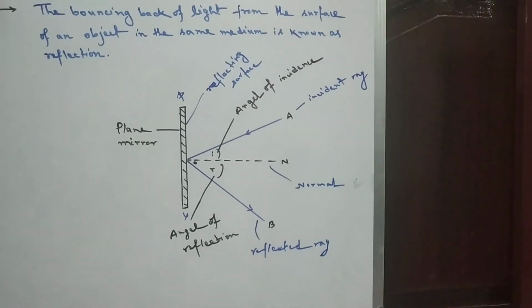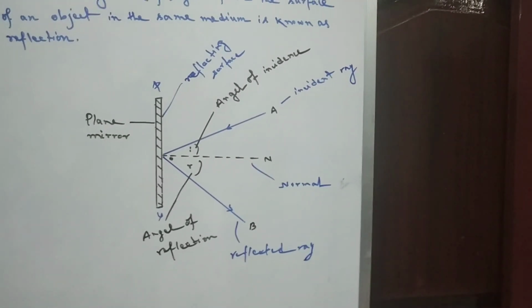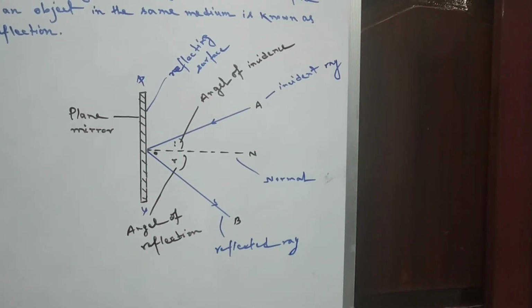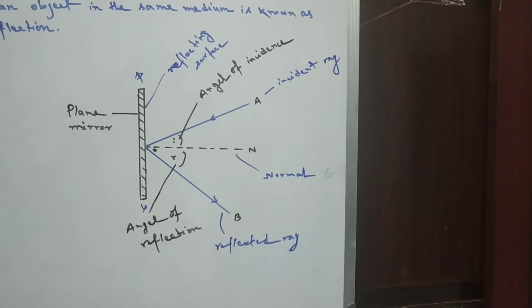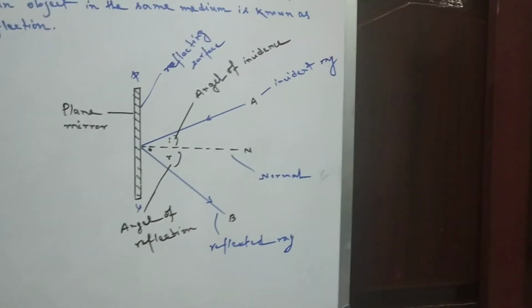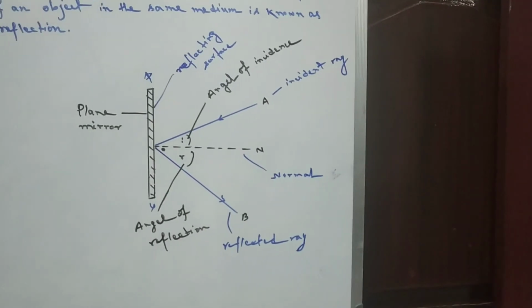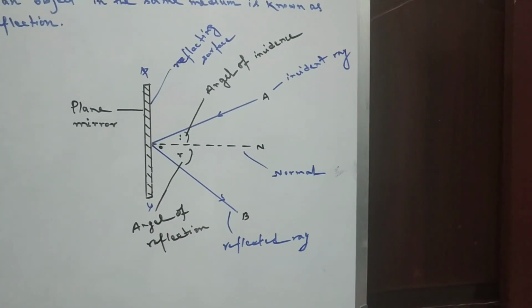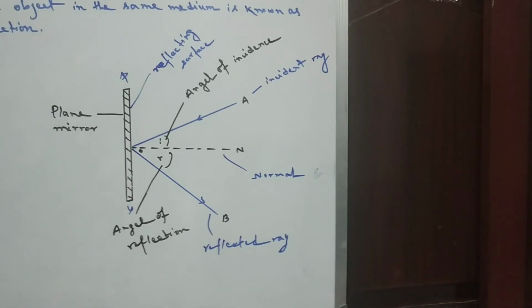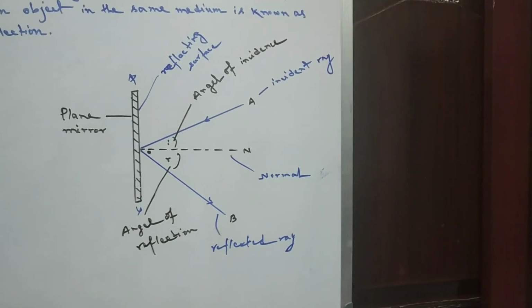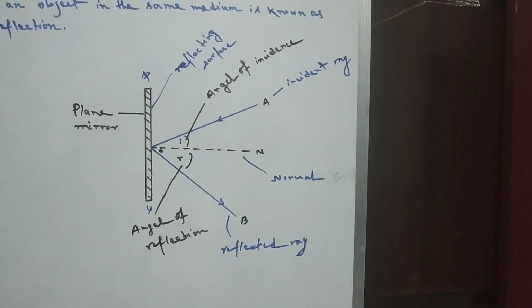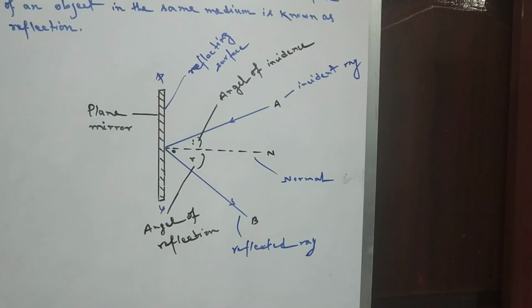One thing you have to keep in mind is that in case of reflection, the incident ray and the reflected ray will be in the same medium. That means the light rays return in the same medium from which they fall on the reflecting surface.